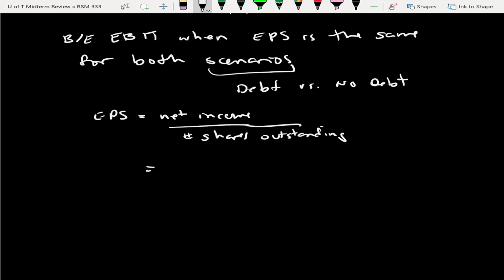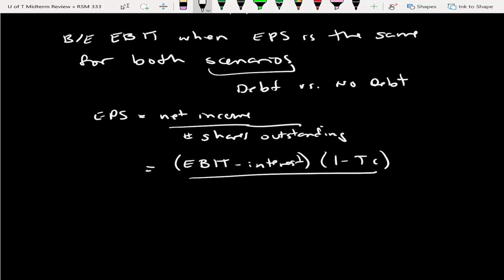Now we can simplify that. What is net income? Net income is equal to EBIT, earnings before interest and taxes, minus interest, times 1 minus the tax rate, divided by the number of shares. So in this case, we're going to get a break-even EBIT when the earnings per share is the same for both of those two scenarios.